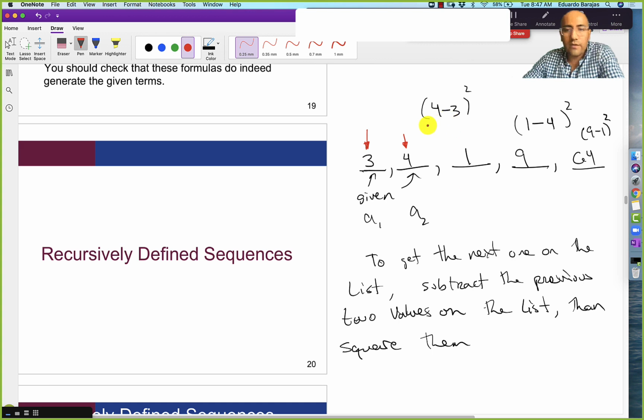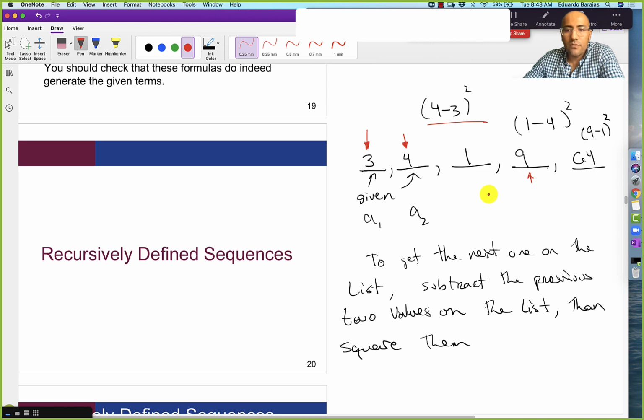So is it clear that this is what I did? I took the previous two and subtracted them in this order, 4 minus 3, squared it. So that's how I got a 1, right? To find the next one on my list, I took the previous two and subtracted them, 1 minus 4, and squared them. That's how I got a 9, right? To find the next one on the list, I took 9 minus 1, squared them, I get this one, right? To find the next one on the list, it's going to be 64 minus 9 squared, right? So it'll be 55 squared. Clearly, this is going to grow pretty quickly.